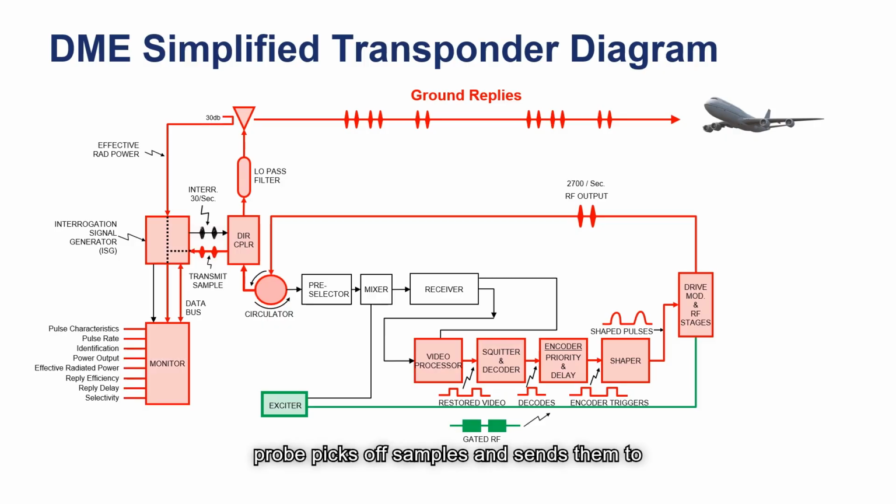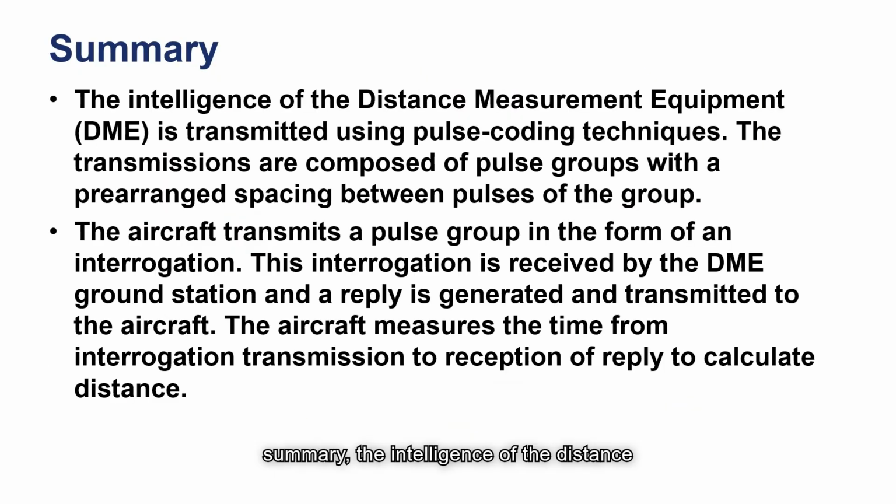Lastly, a probe picks off samples and sends them to the monitor for measurement. One sample, transmitted power, is sent to the monitor and measured for reply delay, pulse spacing, transmitter rate, reply efficiency, receiver sensitivity, power out, ident, and ident cycle time. Another sample, effective radiated power, or ERP, is sampled from the antenna radiated signal and is sent to the monitors for measurement as well. In summary, the intelligence of the distance measuring equipment is transmitted using pulse coding techniques.